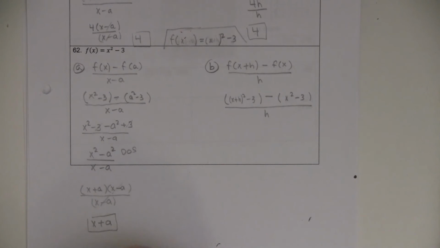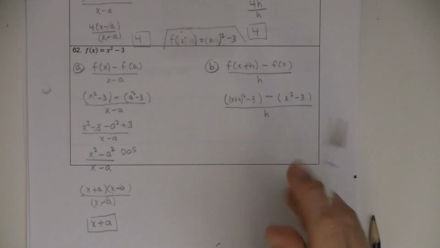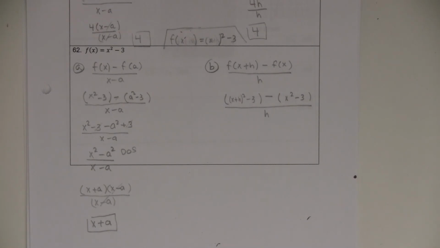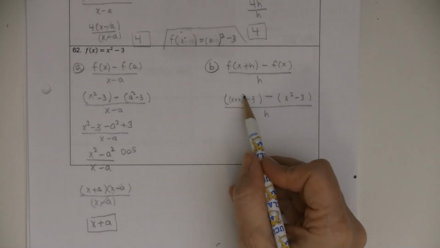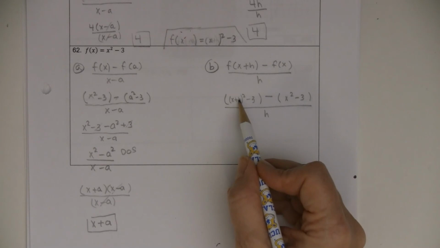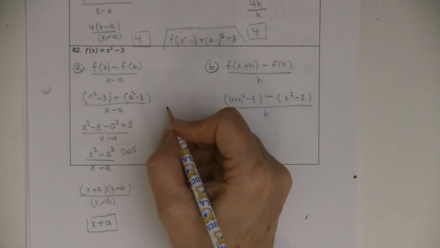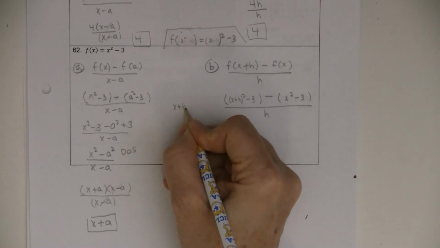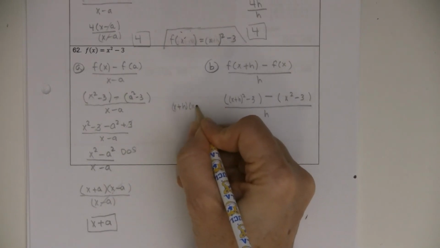And now I've got to figure out what's inside here. And the most common mistake people make is just saying that this is going to be x squared plus h squared. It's not. How you have to square a binomial is by using a formula or by writing it twice and using FOIL. So I like to write it twice and use FOIL.